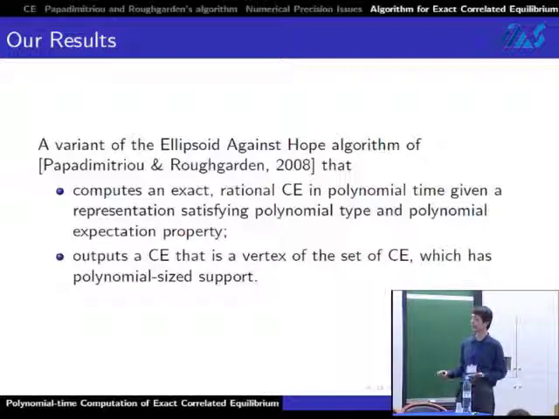So it will have a number of advantages, like being easier to sample from and being easier to verify. In fact, given such an equilibrium, you don't actually need to have the expected utility algorithm in order to verify whether it's an equilibrium or not, because it only has a polynomial number of probabilities. You can just do it directly.